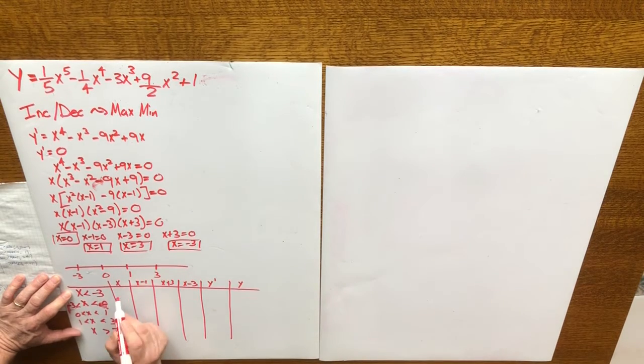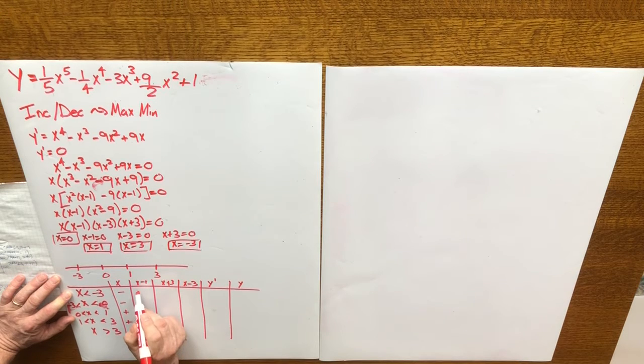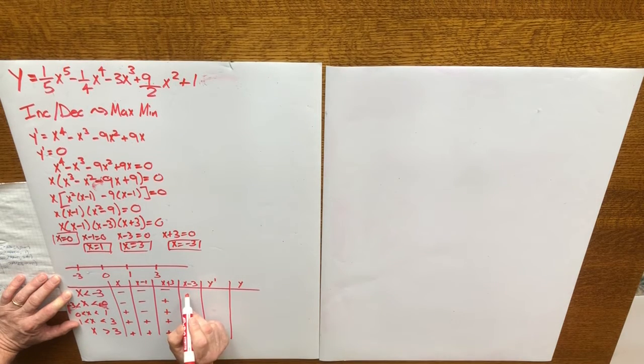When x is less than minus 3, this is negative, but as soon as you get into here, these ones all change to positive. For this one, this is negative, negative, negative. As soon as you get past 1, it turns to positive. This one is negative and then positive all the way down. And this one is negative, negative, negative, negative, positive.